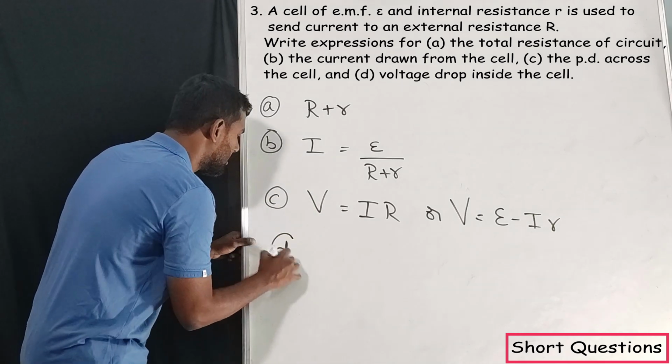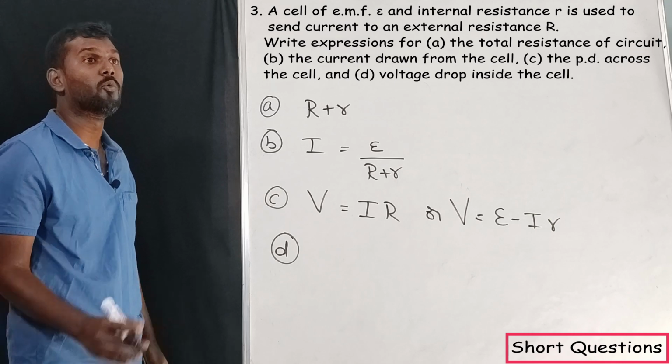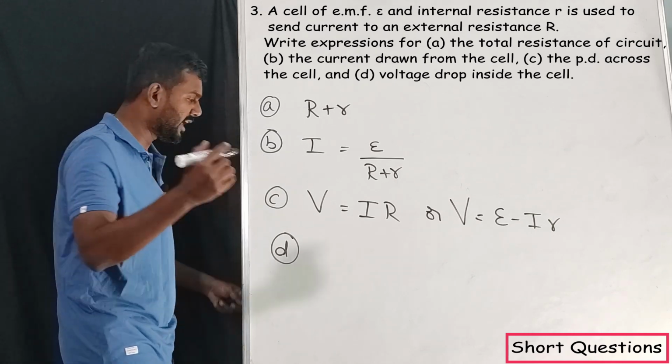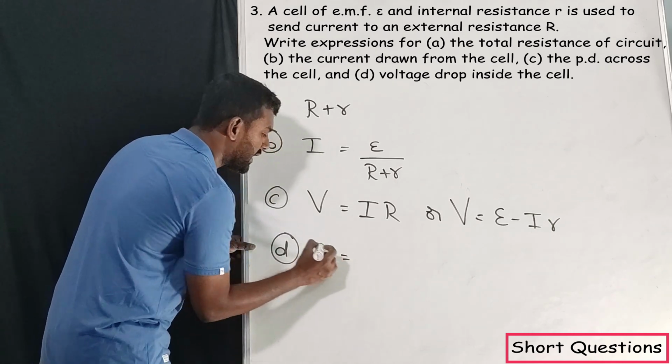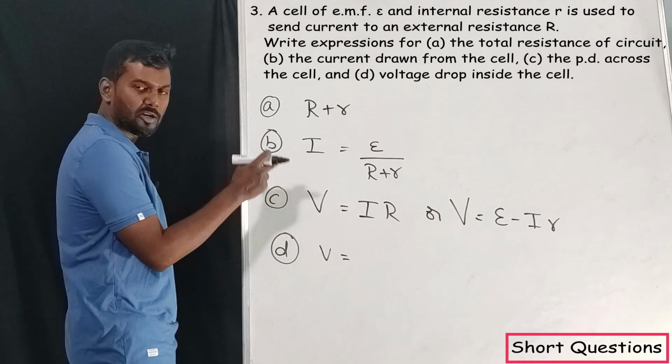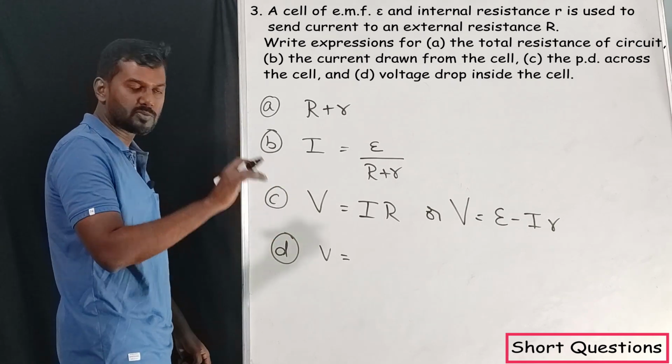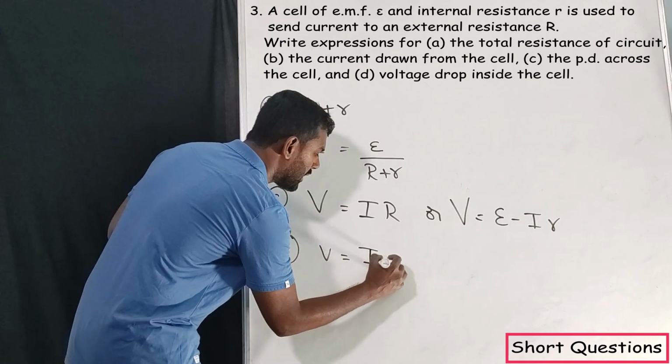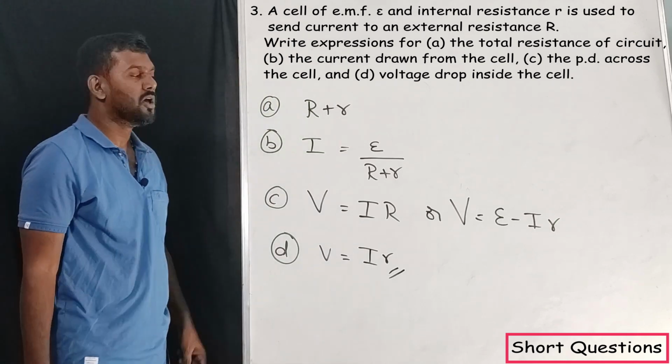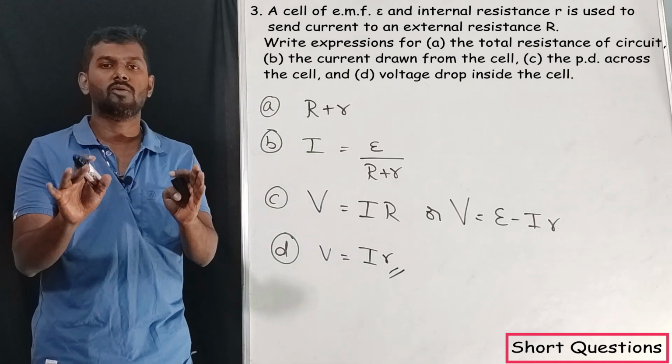The last one is the voltage drop inside the cell. Voltage drop is represented as small v. Capital V is terminal voltage, small v is voltage drop, so small v equals capital I into internal resistance small r. That's it. These are the expressions they are looking for.